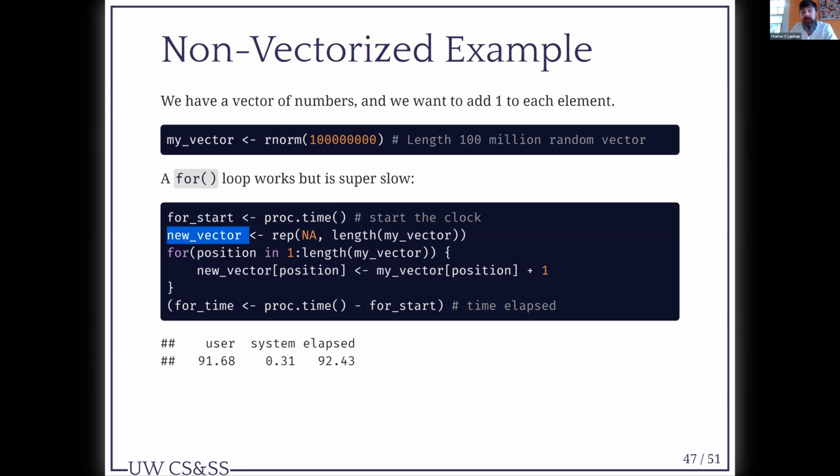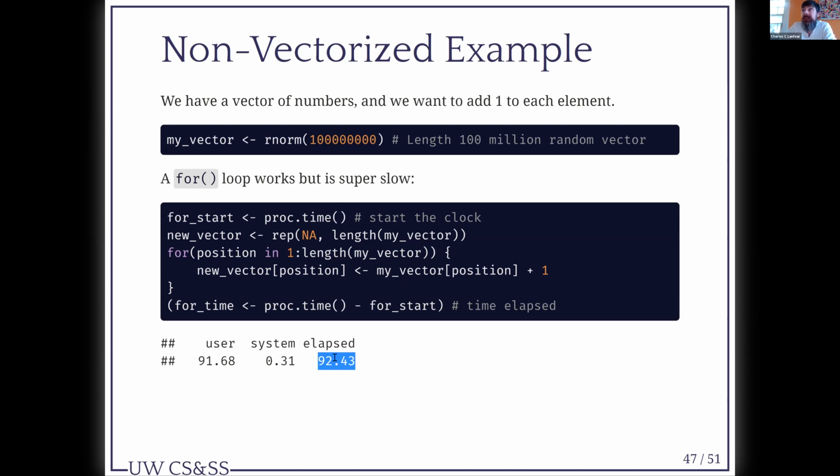Then for position in 1 to 100 million, I want to take new vector at that position, equal to my original vector at that position plus 1. So this loop iterates 100 million times, one element at a time, adding 1 to each element. Okay? I then figure out how long it took to run. This took 92.43 seconds to run. A minute and a half is a really long time for my computer to be doing anything. This is very upsetting, okay?